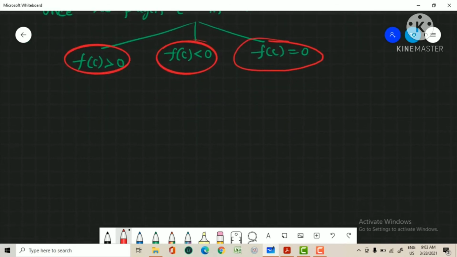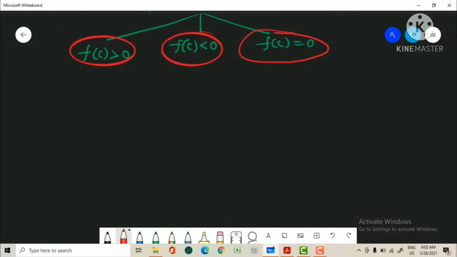now we will discuss the cases one by one. Let us consider this as first case, this as second case, and this as third case. Let's take the cases one by one. When you take, suppose, f of C is greater than 0.